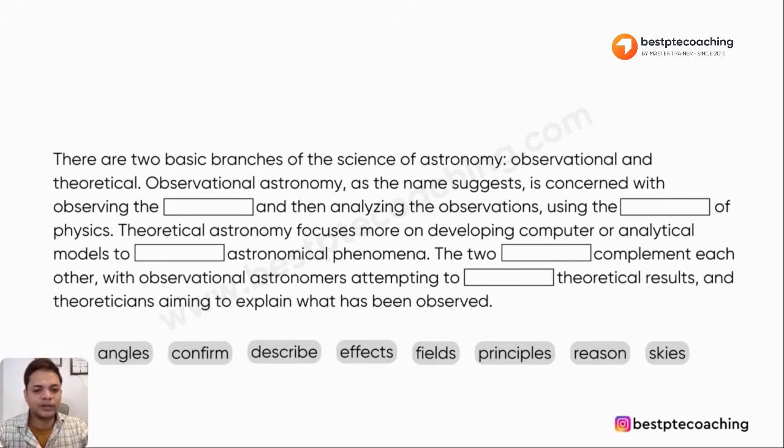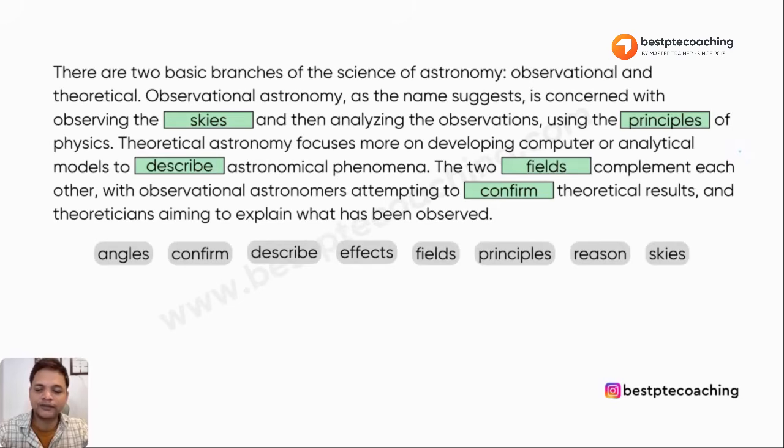That's what it says. So how many blanks are there? 5 blanks. If you answered all five correct, you get what? 5 marks. Observing the skies. Why skies? Because it is situationally correct. Principles, situationally correct. Describe, again situationally correct. Some grammar we used, some situation we used.